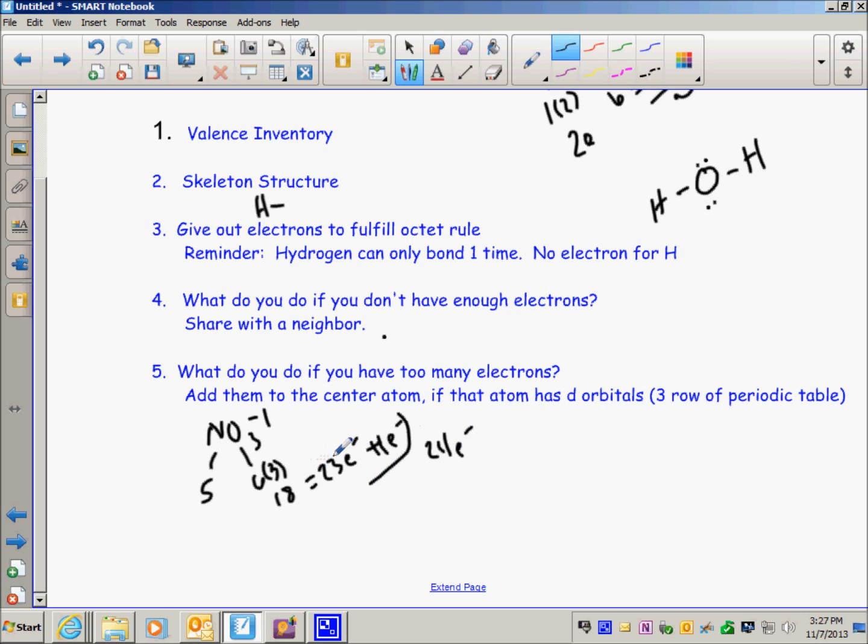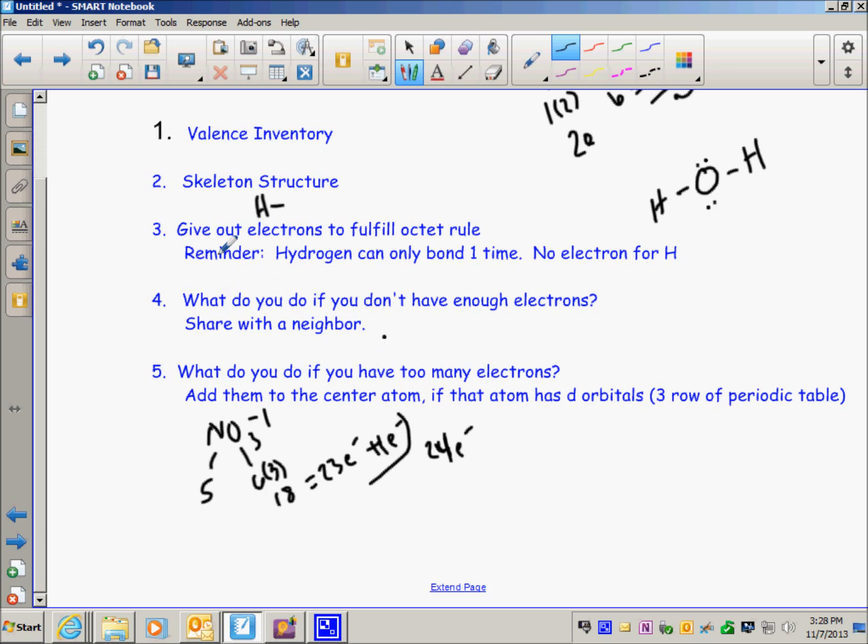It is quite common for a student to see -1 and to subtract an electron. Electrons are negative. We have an extra electron here. You must add an electron. If it was positive, I would subtract an electron. If it's -2, I would add 2 electrons. Either way, I have 24 electrons to complete the allotment of electrons for everybody.